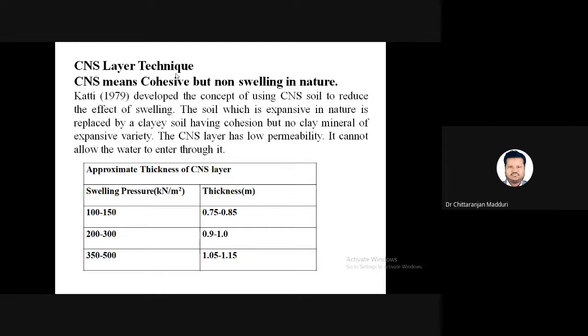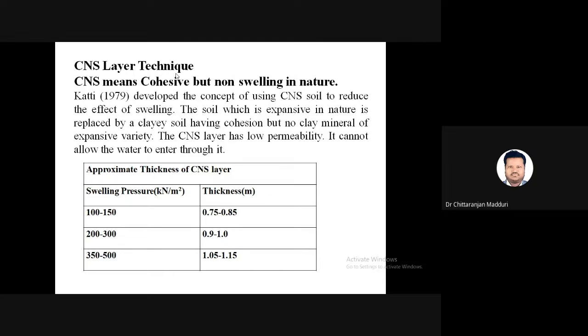What will happen? Because of high permeability, the water can percolate through the sand and reaches the expansive soil. The approximate properties of the CNS layer technique are as follows. For the CNS layer technique, if the swelling pressure of the soil is between 100 to 150 kN per meter square, the thickness of the CNS layer should be 0.75 to 0.85.